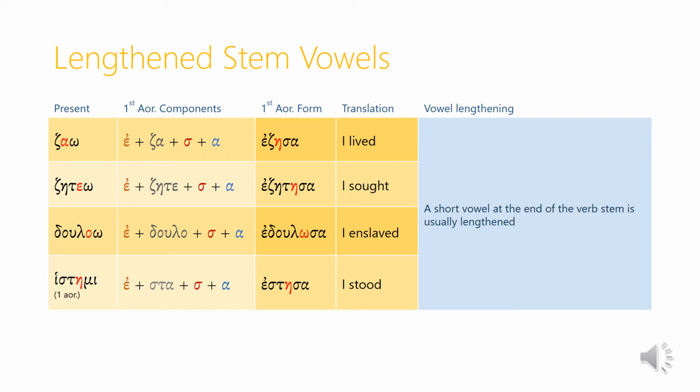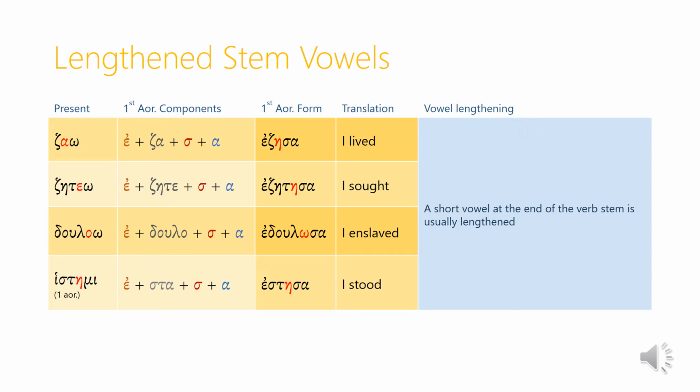Usually if the stem of a verb ends in a short vowel, that short vowel will lengthen when it bumps up against the sigma tense marker of the first aorist. This is usually the case with contract verbs. So zao has the stem za, zeta alpha, and when we add the sigma tense marker following that, it becomes ze, because the alpha lengthens to an eta. So we have the first aorist form, not edzasa, but edzesa, I lived.